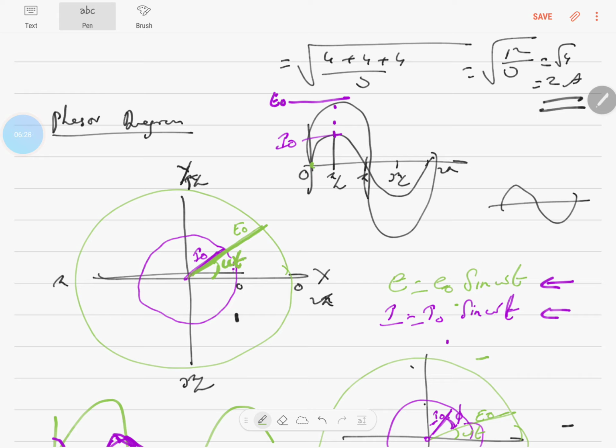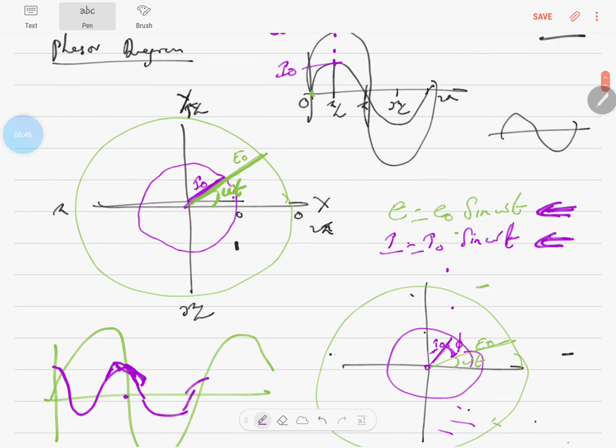Since the current is in phase with E0, the EMF, I can do this as I0, which is a much smaller amplitude, and complete a circle. This shows the current and EMF are in the same phase. And so if I write E as E0 sin omega t, current will also be I0 sin omega t.